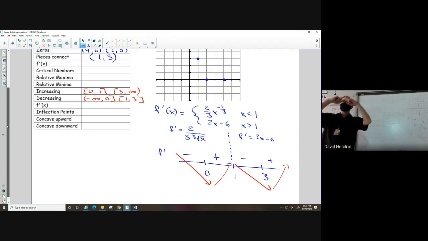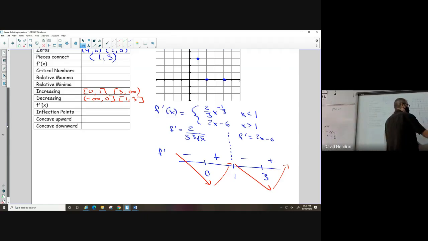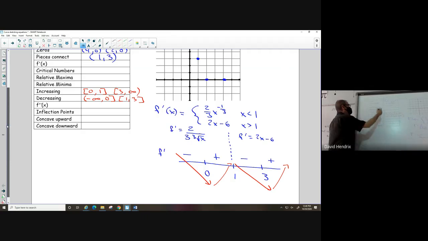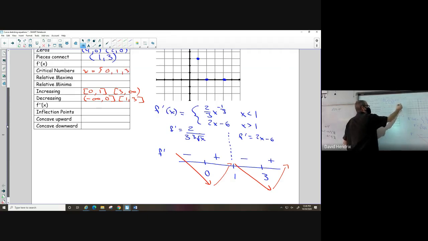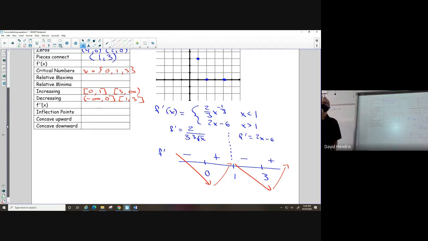So there's going to be a sharp corner right there at 1. Does that make sense? There's going to be a sharp corner. The slopes from both sides do not match. So it's going to be an undefined slope. So we're going to have a critical number there as well. So our critical numbers are going to actually be at 0, 1, and 3. It's not because there's just a maximum at 1. It's really because there's going to be a sharp corner when those two pieces come together.